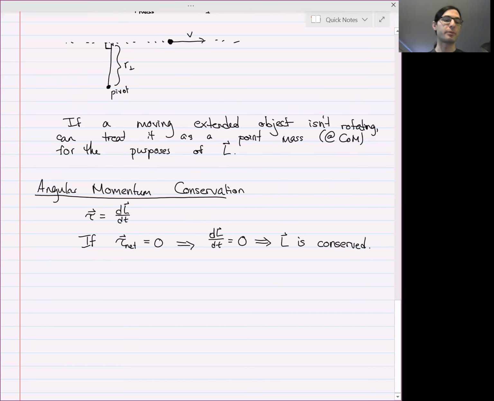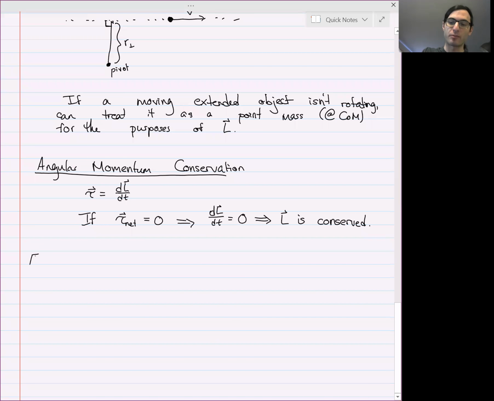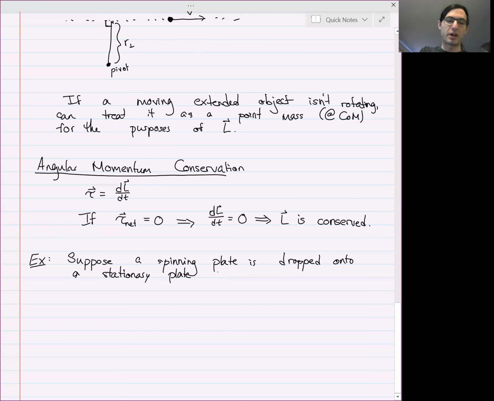So let me give a quick example, just a thought experiment for you guys to do. Suppose a spinning plate, and I'll draw a picture in a minute, is dropped onto a stationary plate, or maybe it's lowered onto a stationary plate, just so there's no crashing and breaking. And the stationary plate is at rest on a frictionless surface.